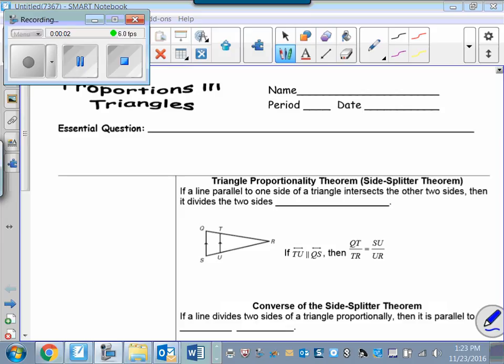Our last lesson in Unit 5 is proportions in triangles. We're going to start off with a theorem, its converse, and then a corollary, and then the rest is just some practice problems. So this should go pretty quickly.